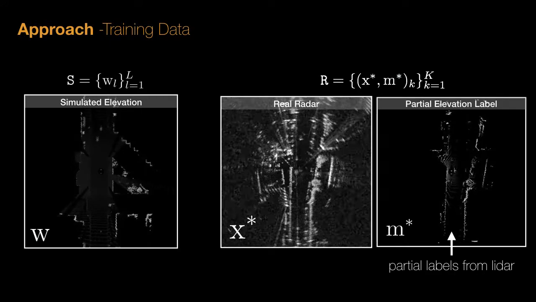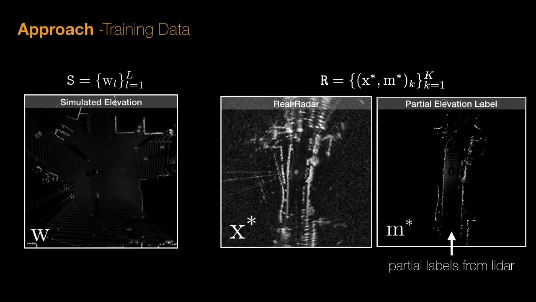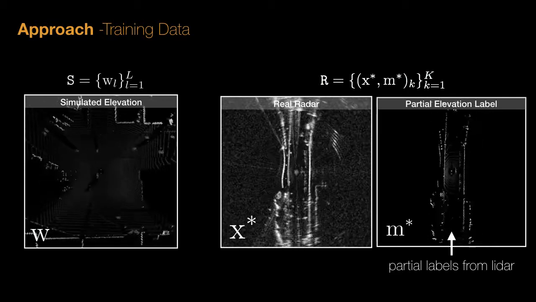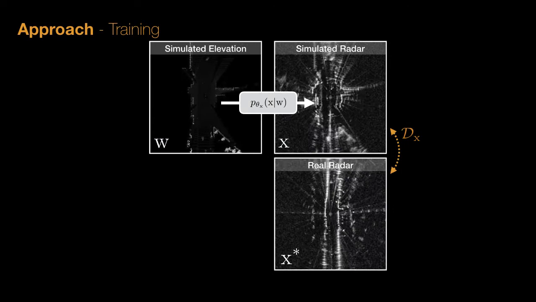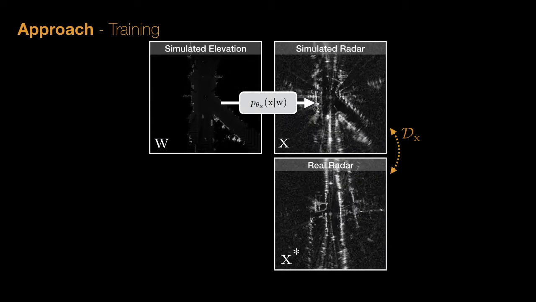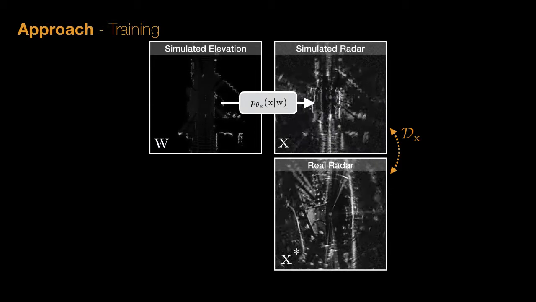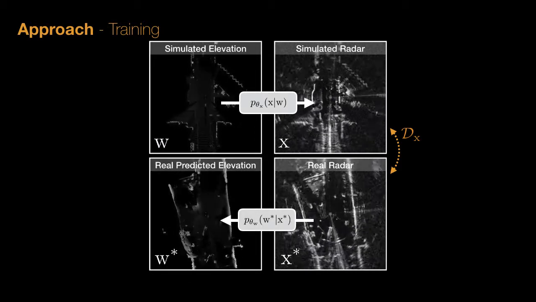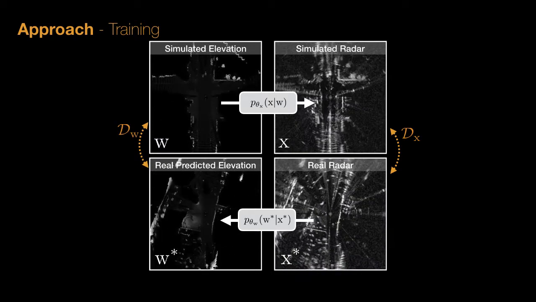We consider training our model using aligned pairs of real radar observations and partial elevation maps measured in lidar, alongside full elevation maps generated in simulation. To learn from real-world radar observations, we adopt an adversarial paradigm using a discriminator to determine between generated and real radar observations. To further constrain training, we also model the backward mapping. We introduce another discriminator to distinguish between predicted and simulated elevation maps.